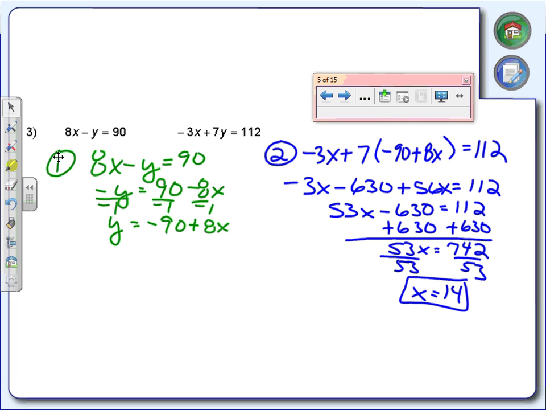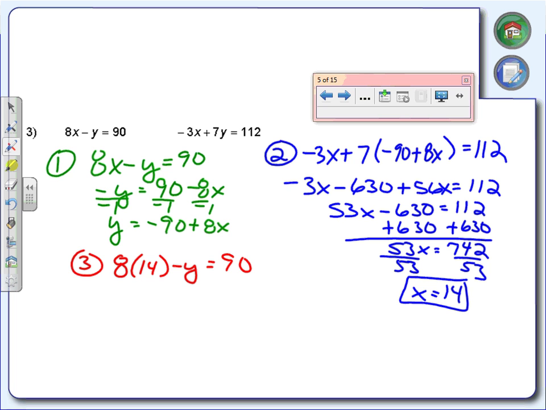Of course, we still need to figure out what y is. That's going to be our final step here. So we're going to take that 14 and we're going to plug it in for one of these x's over here. All right, so Andy, where did you plug it in? First equation or the second equation? First one. Okay, we'll use the first one. So we're going to replace x with a 14. And we're going to solve for y.